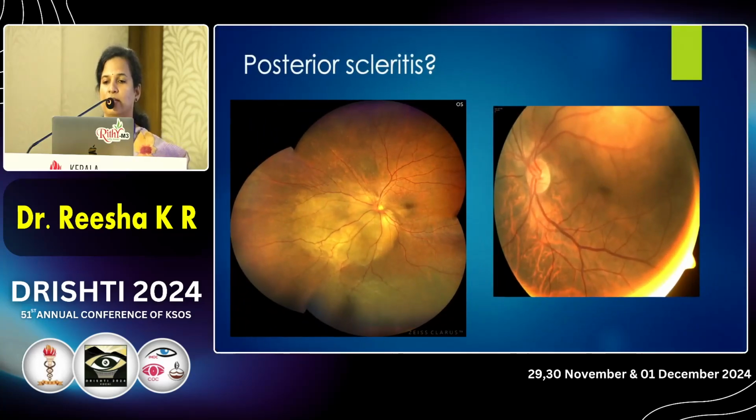Look at these two images. Both look very much like posterior scleritis, but not much inflammation. In the first photo, there is more quiet fluid, and you can see a mass underneath. This was a metastasis from carcinoma of the breast.